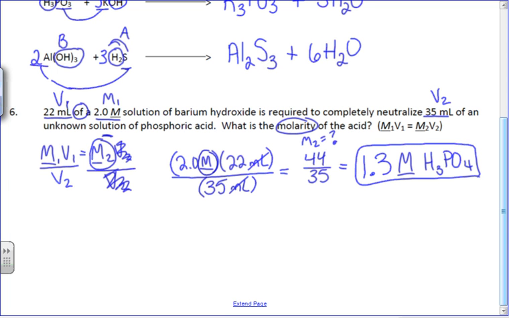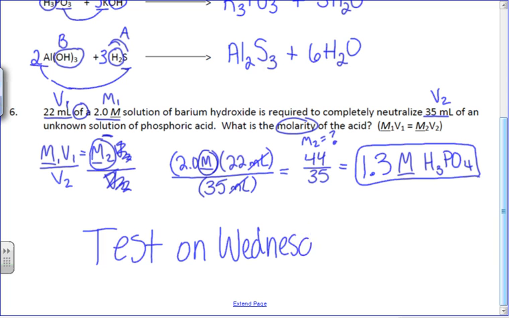Your test is going to be on Wednesday. Test on Wednesday. I expect you to be familiar with these topics on the review, as well as the other characteristics of acids and bases. You need to look in your notes on page 335, like I said earlier.